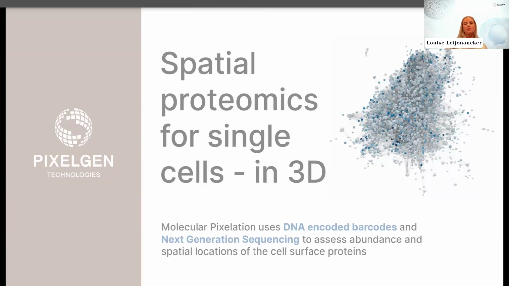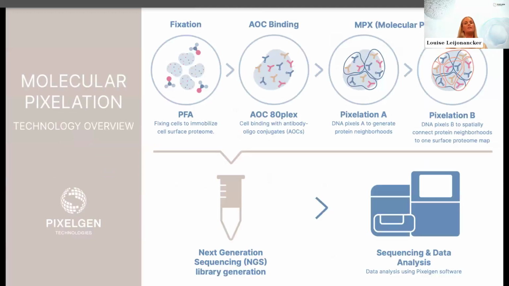So what does the technology look like? Here we have an overview of the protocol, where the first step is to fix the cells. Fixation is carried out with PFA, and the reason behind that is to immobilize the cell surface proteome from the time of interest, so that nothing changes throughout the protocol. Then we have the antibody oligoconjugate binding, or AOC binding, with our 80-plex panel, which is basically barcoded antibodies that will bind to their target on the cell surface.